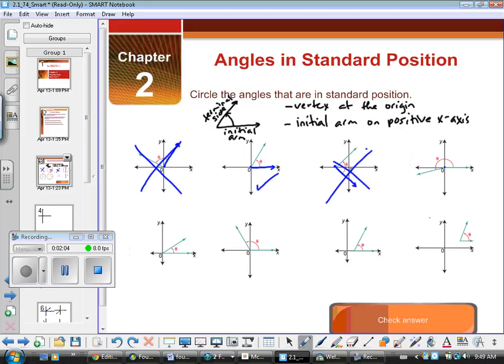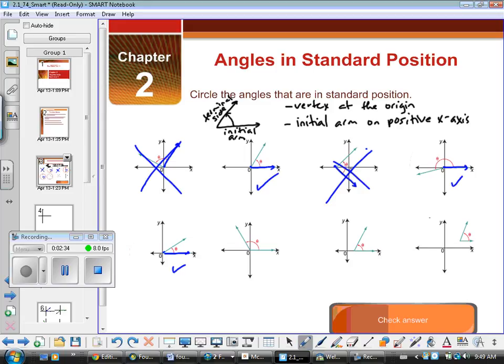Look at this angle. Even though this angle here is greater than 180 degrees, a bigger angle than we'd usually even look at in previous geometry courses, it does have its initial arm on the positive x-axis and its vertex is at the origin. So this is a standard position angle. As is this one. The vertex is at the origin, the initial arm is on the positive x-axis.